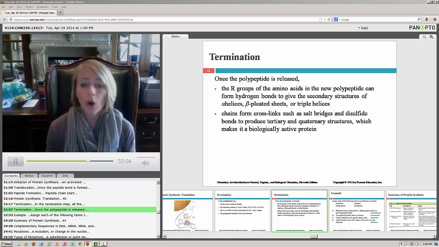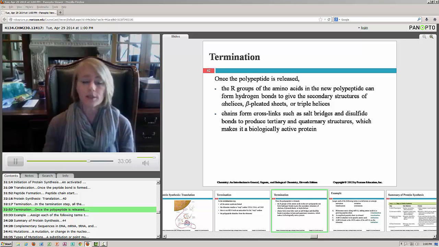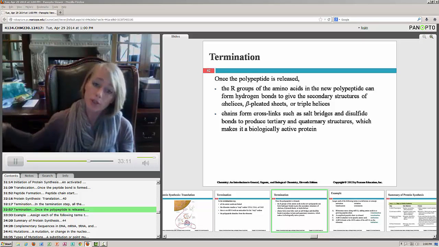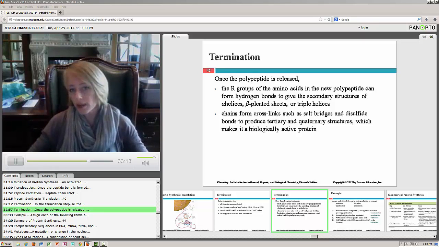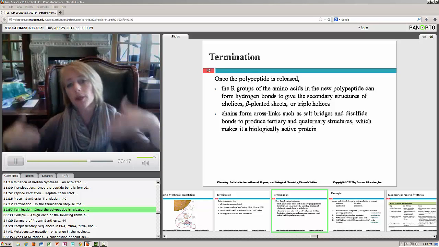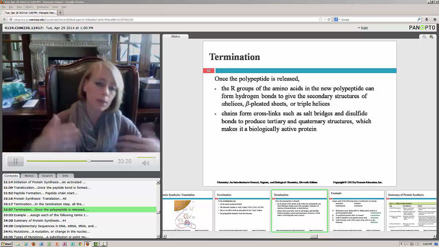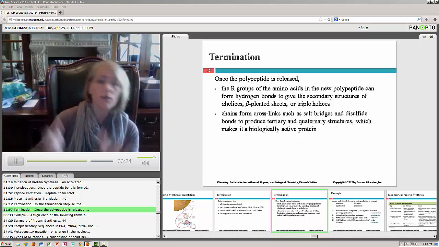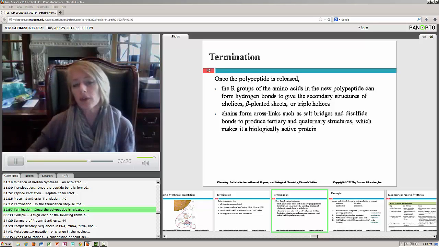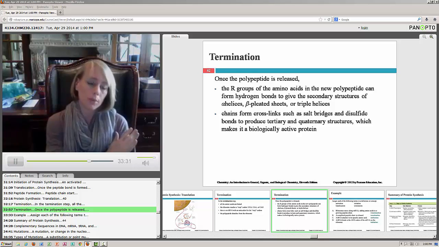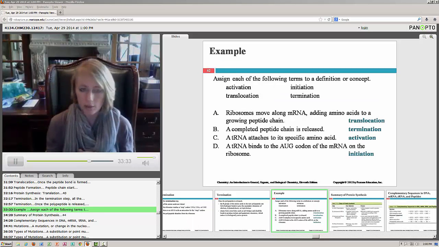Okay, so once we get the polypeptide forming its initial or primary structure, we've already talked about the different levels of protein. Once it gets its primary structure, it will start forming its secondary structures of alpha helixes and beta sheets, and of course, those will cross-link, form salt bridges and disulfide bonds, and all of the things that have effects on tertiary and quaternary structures. That's all from chapter 16.